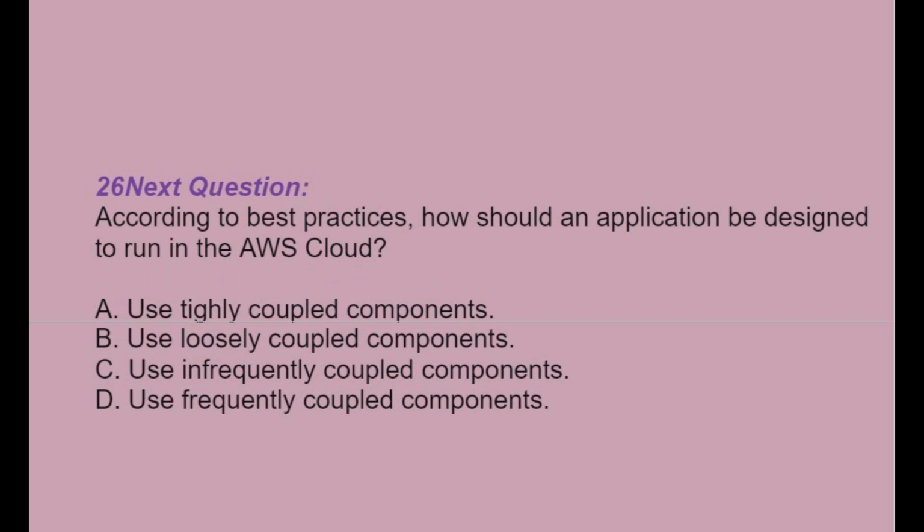Question is: according to best practices, how should an application be designed to run in the AWS cloud? Option A, use tightly coupled components. Option B, use loosely coupled components. Option C, use infrequently coupled components. Option D, use frequently coupled components. Correct answer is option B.